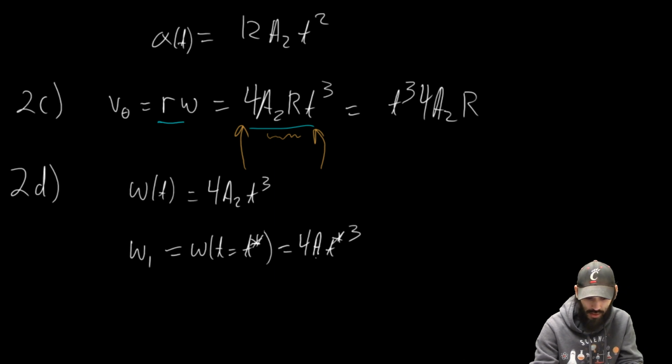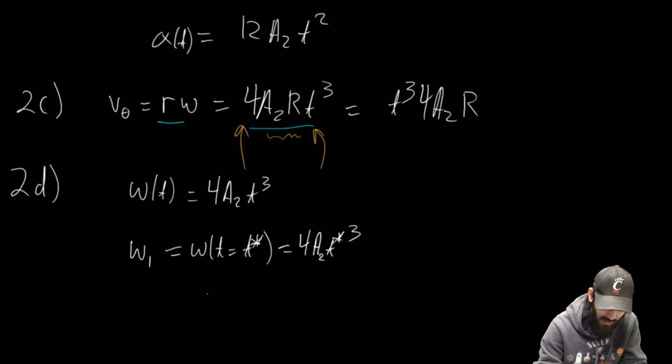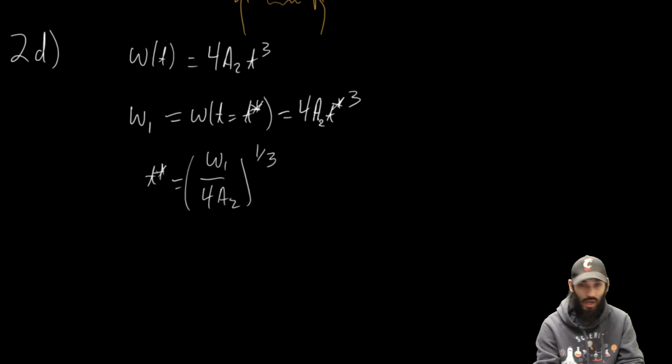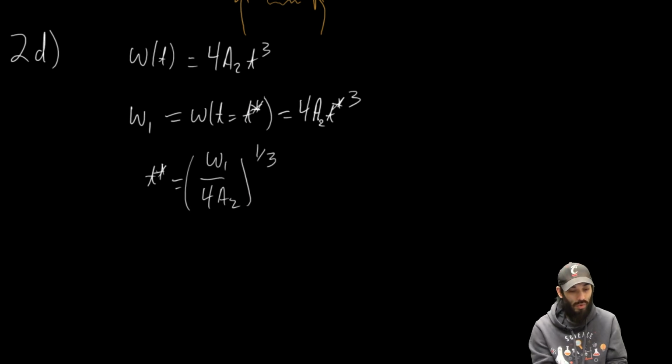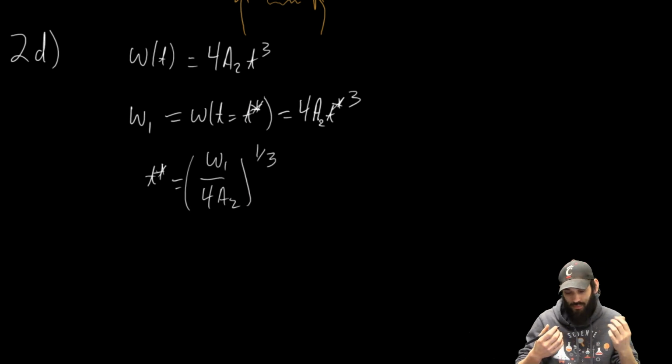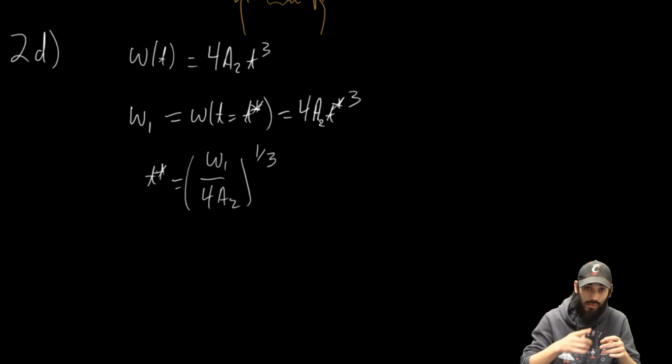And then we're going to take this equation and just solve it for t star. And so when we do that, what we end up having is omega 1 divided by 4a2, and then t star is going to be equal to that, to the 1/3 power.